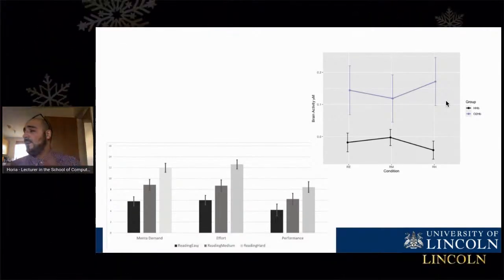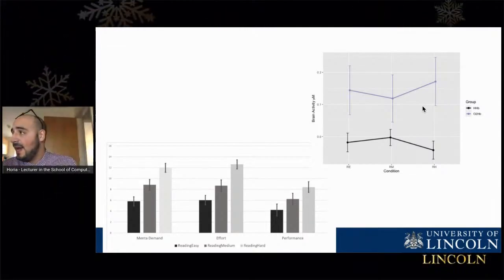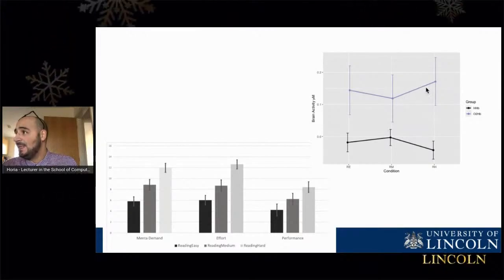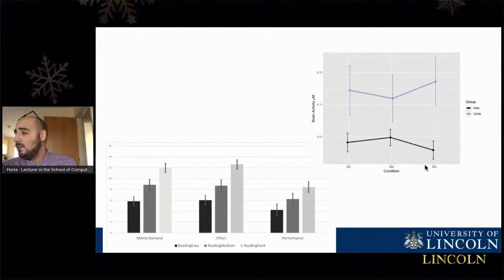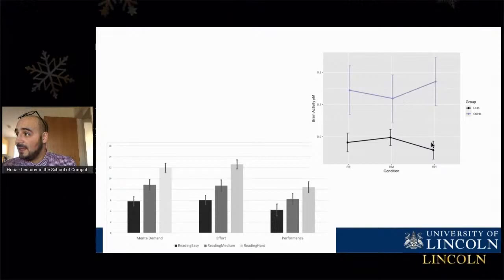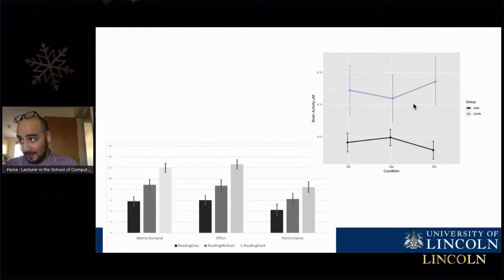But basically, let's go back to this study. So you have the brain activity data on the right-hand side. And there's two types of measurements, but the brain activity is the space between this line and this line. So you can see that, especially from reading medium to reading hard, people's brain activity expanded. So once again, the brain activity is the space between the blue line and the black line.